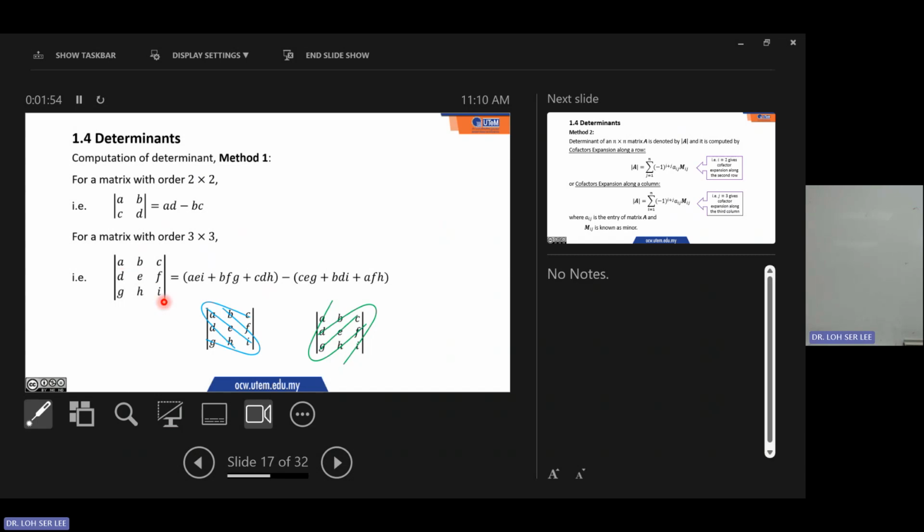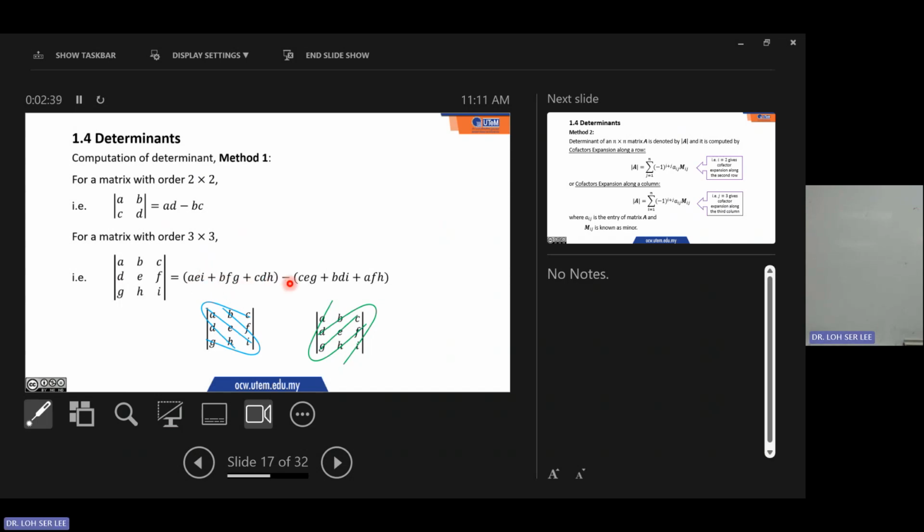We will follow this direction first. 3 in a group: A, E, I. So A times E times I. Then this one, B, F, we group with G. There must be 3 in a group, so B times F times G. And this one, D, H, we group with C, so D times H times C. You sum them up and you get one sum.